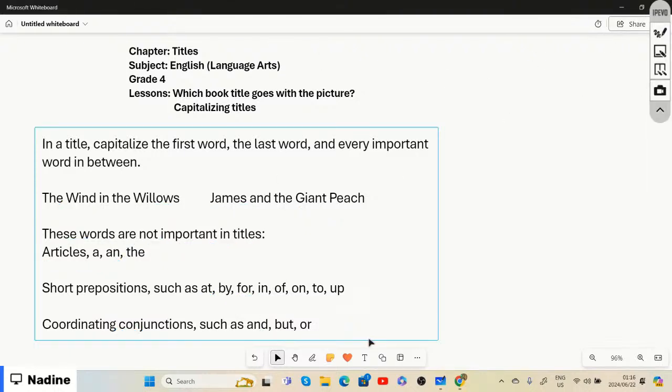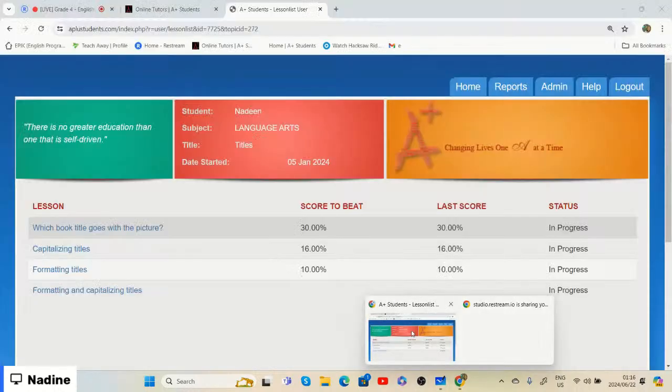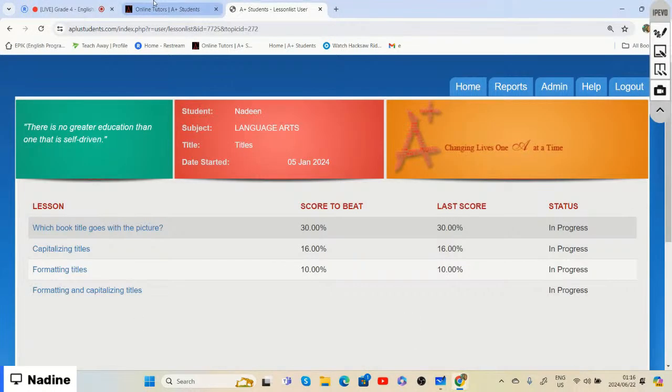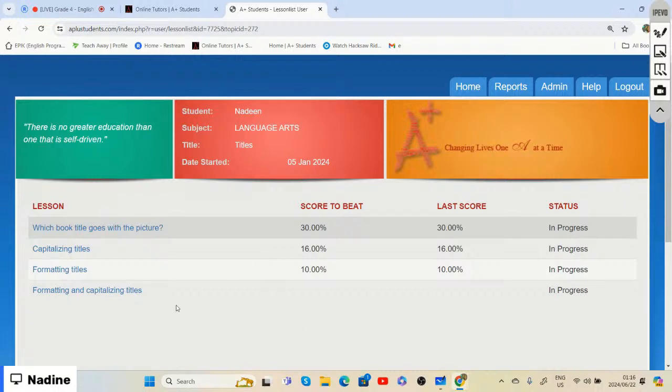All right, so now we're going to aplusstudents.ca, where we are going to continue with our chapter titles, right? And we said the lessons we're going to be focusing on are the first two lessons of our chapter titles, which is which book title goes with the picture, as well as capitalizing titles. So we're going to the first one, which book title goes with the picture.